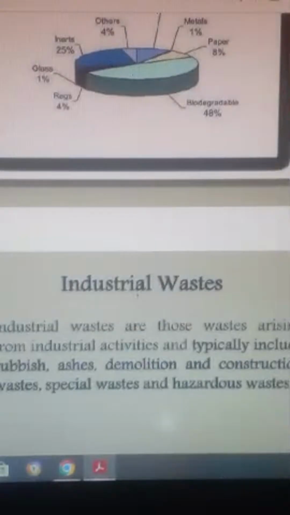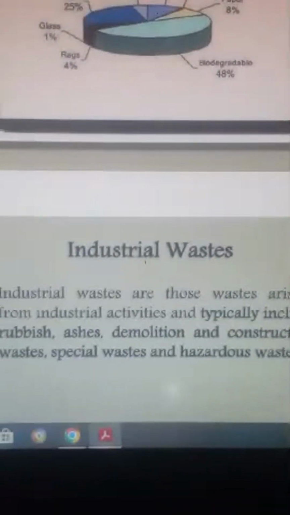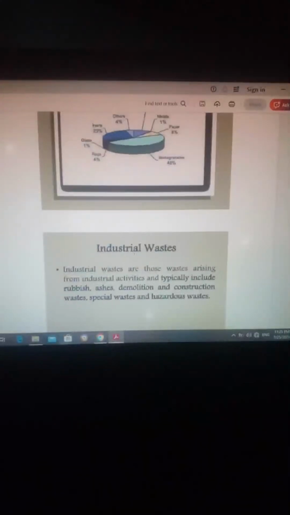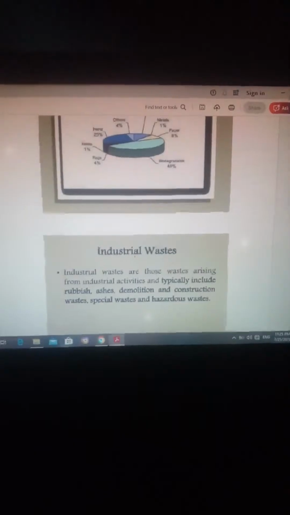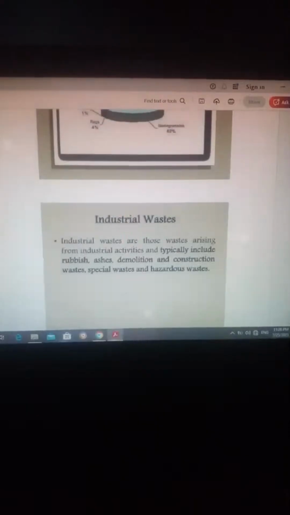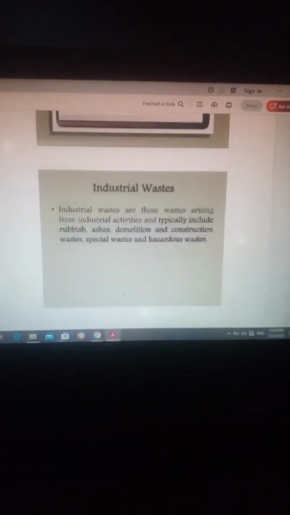Industrial waste. Industrial wastes are those wastes arising from industrial activities, demolition and construction waste, and hazardous waste. Now we can see the industrial waste.